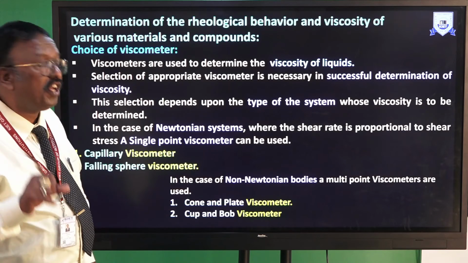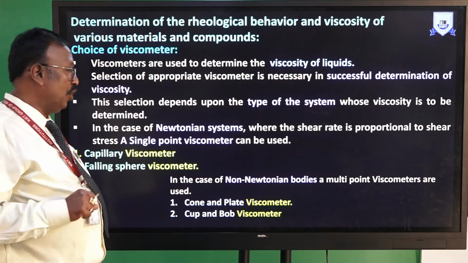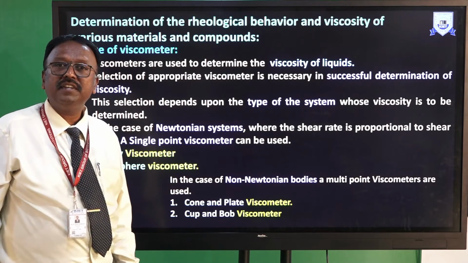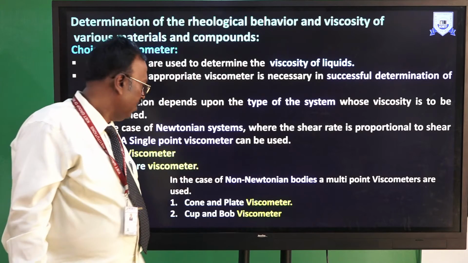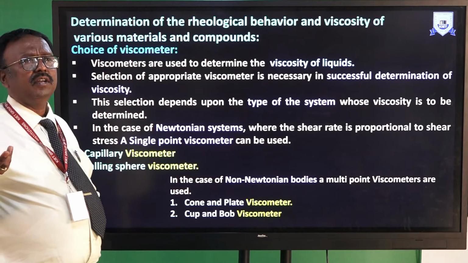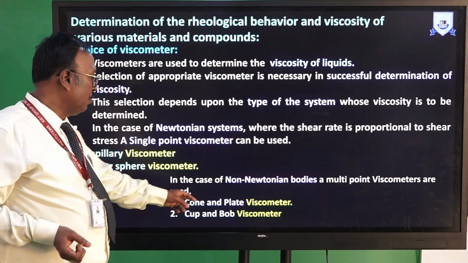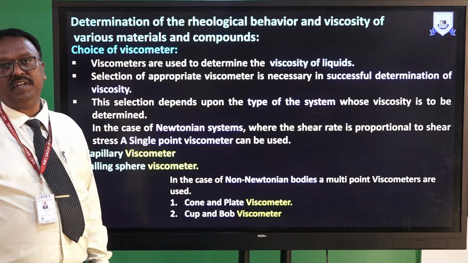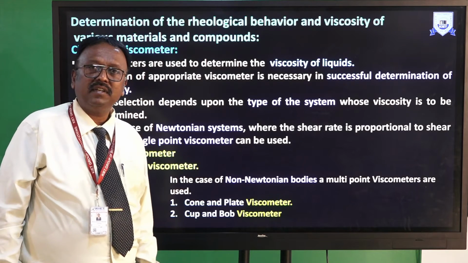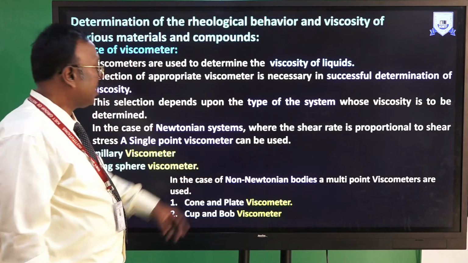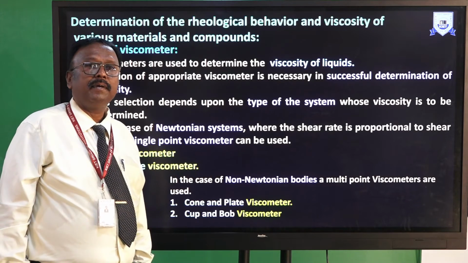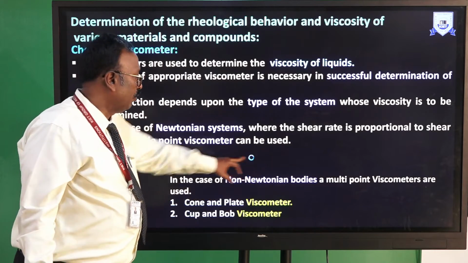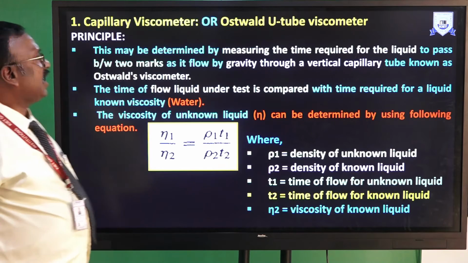In case of non-Newtonian flow or non-Newtonian bodies, multi-point viscometers are required. Examples of multi-point viscometers are the cone and plate viscometer and the cup and bob viscometer. These two types of viscometers are used for determination of viscosity of non-Newtonian flow. Let us see one by one. First one is the capillary viscometer.